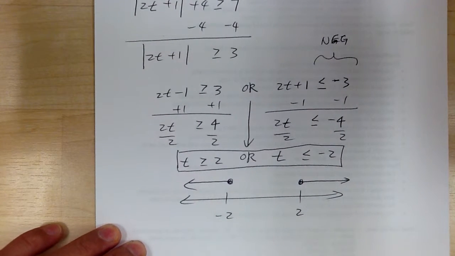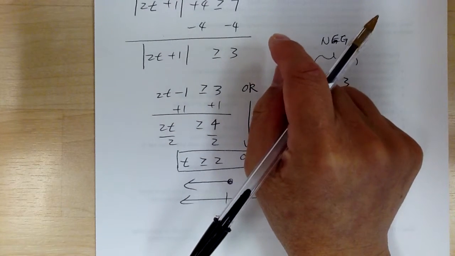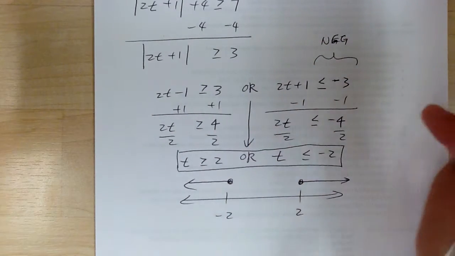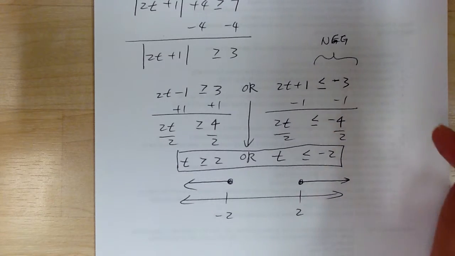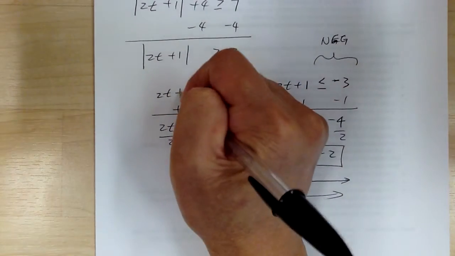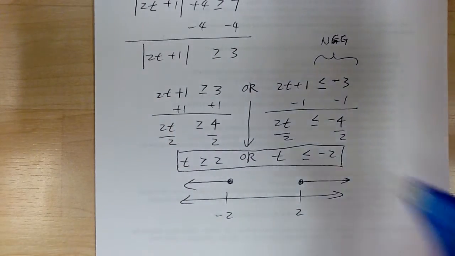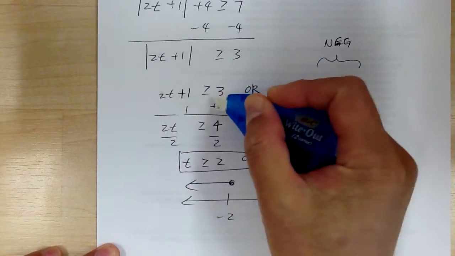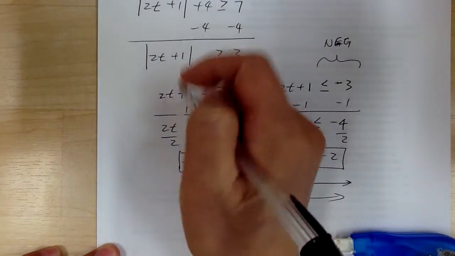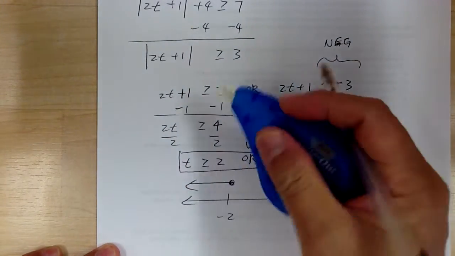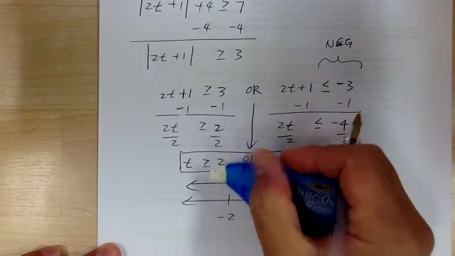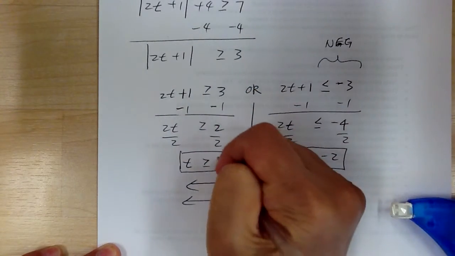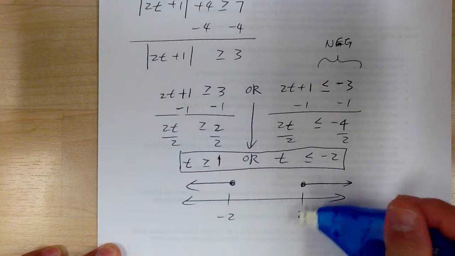Yes? You wrote down the equation wrong. What did I do? Which part? 2t plus 1, not minus 1. Oh, here. Okay, sorry about that. Okay, let's go back. So -1. So this would be a 2, and so this would be a 1.